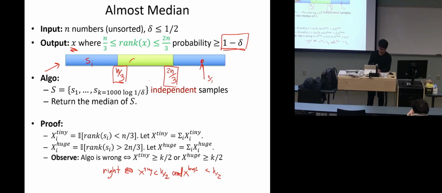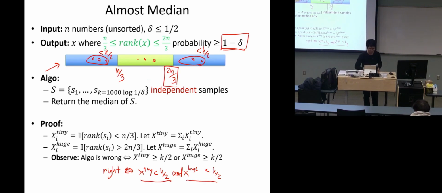Right? Because if you sample k guys, and you sample a bunch, but there are less than k/2 guys here and less than k/2 guys here, then it means that the median of the sample must be in the green area. So as long as the tiny guys and the huge guys are not too many, less than k/2, then you're good. No matter what, the median is going to be in the green area.